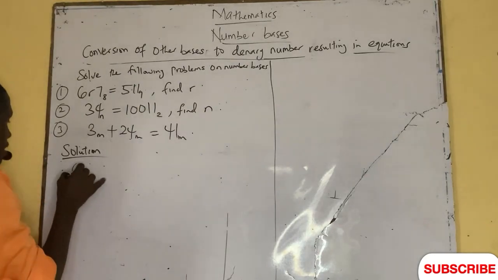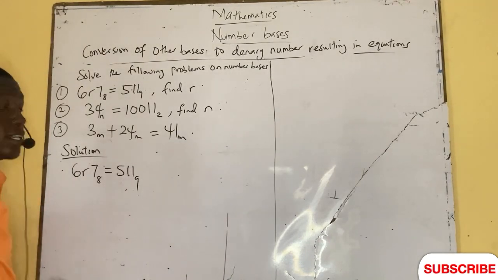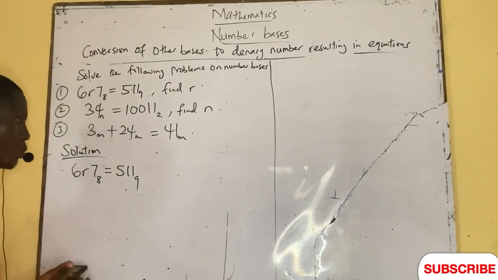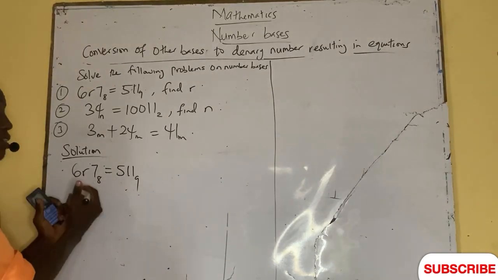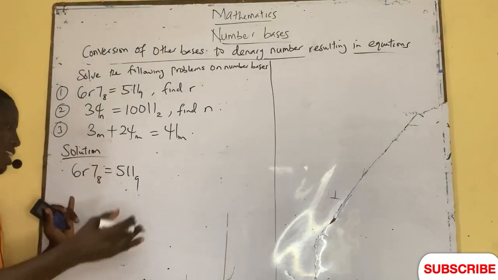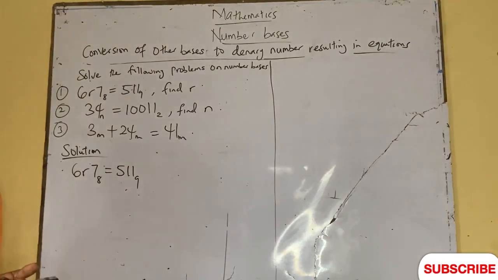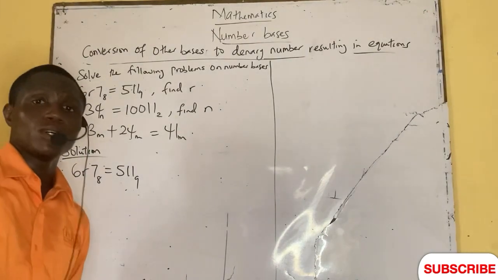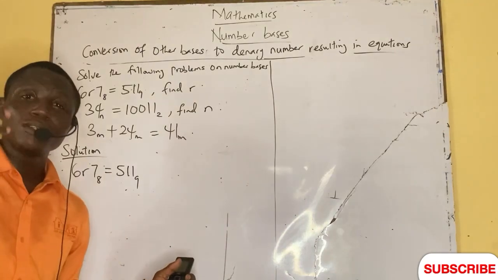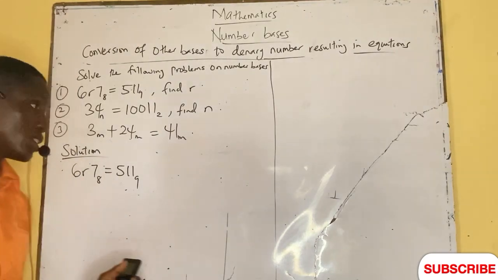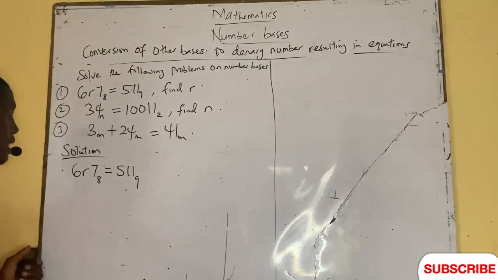We have to write the question out first: 6r7 base 8 equals 511 base 9. The first thing is to convert both sides of the equation into base 10. You can see this is base 8 and this is base 9. Before you can start solving this, the first thing is to convert the base 8 and base 9 to base 10, and we can do that using the expansion method.